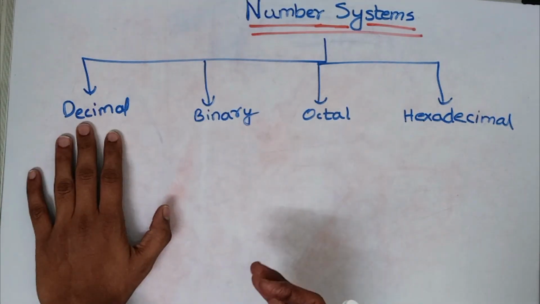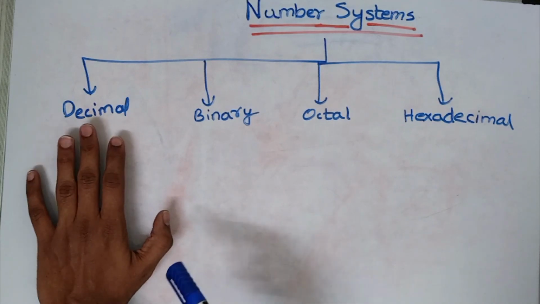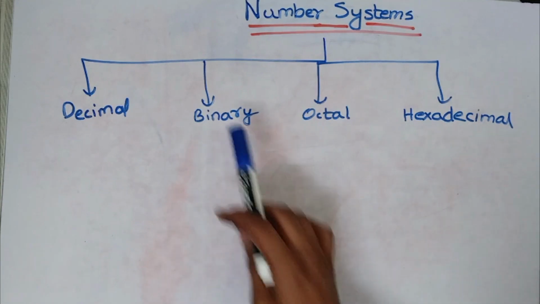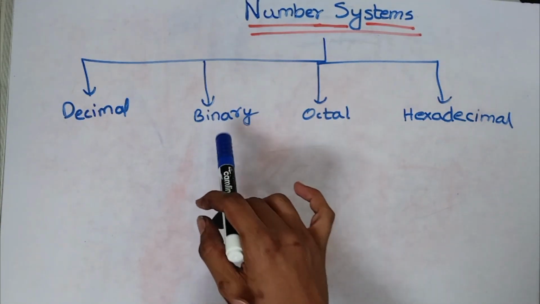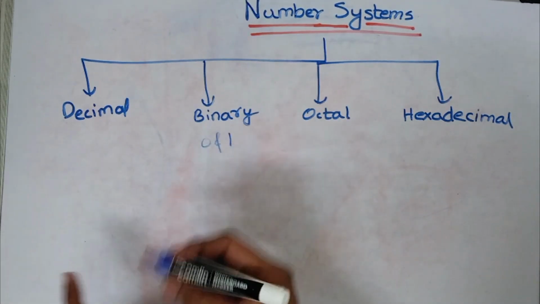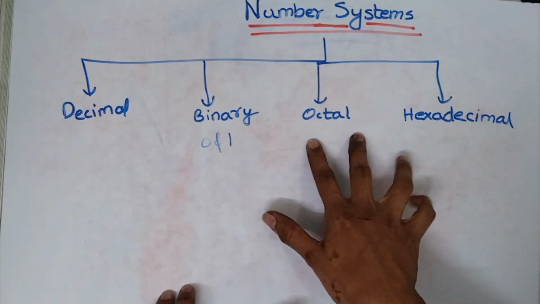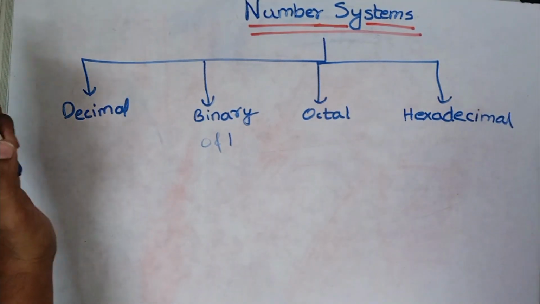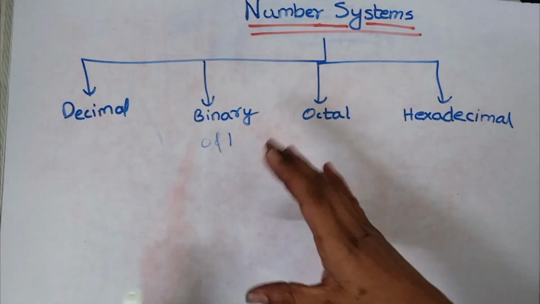So the decimal number system is a common number system that we use in our day-to-day life. This is the regular number system we have learned from school. The binary number system is the type of number system that is used by computers and electronic products. They commonly include 0 and 1. The octal number system is another type of number system. Octal and hexadecimal are completely different. So let us now try to understand all these four different types of number systems in detail.